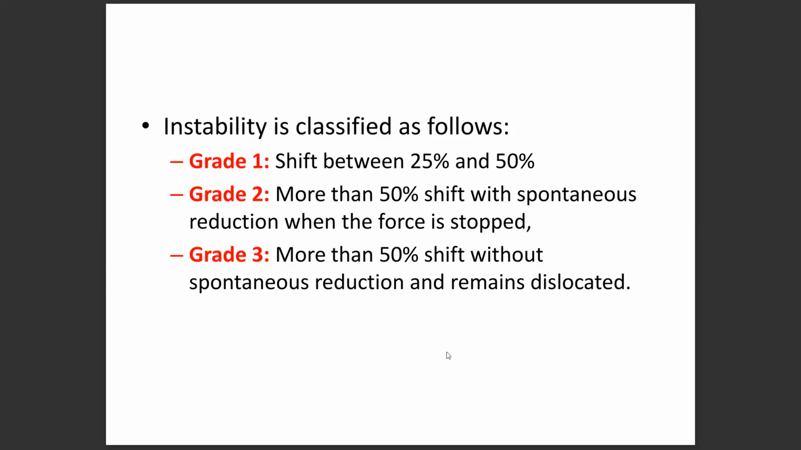But in grade 2, there will be spontaneous reduction when the force is stopped. In grade 3, if the force is stopped, there will be more than 50% shift without spontaneous reduction, and the dislocation will remain. So that will be grade 3. While in grade 2, when the force is removed, there will be spontaneous reduction.